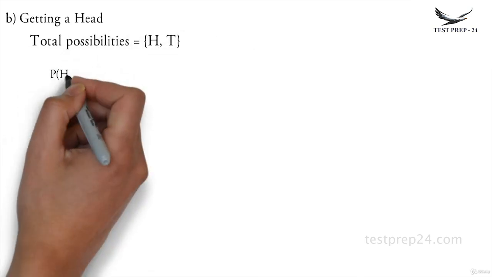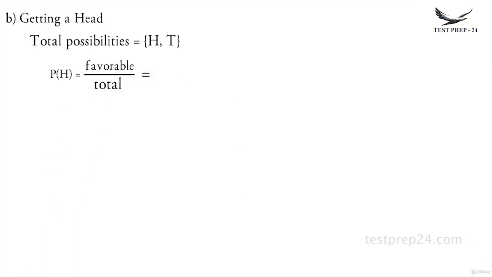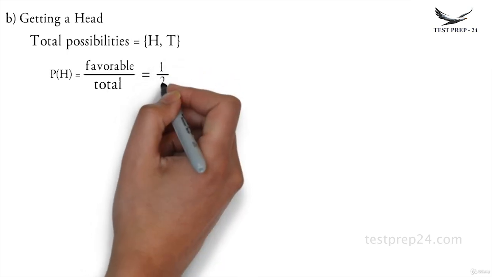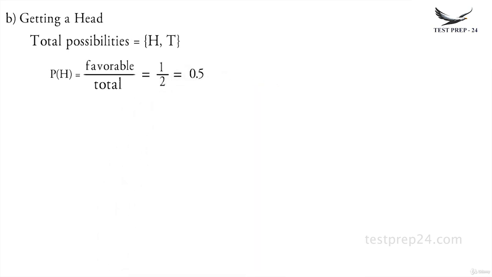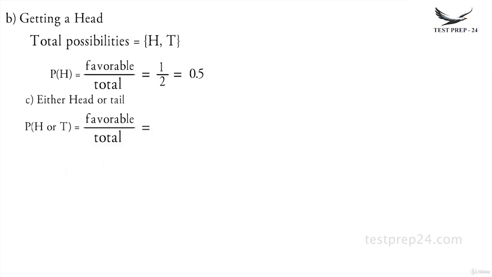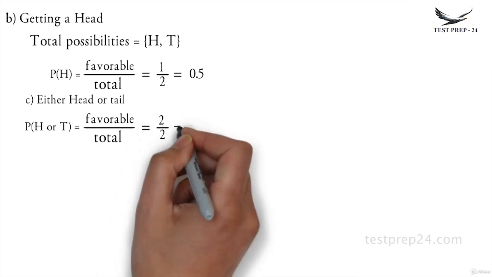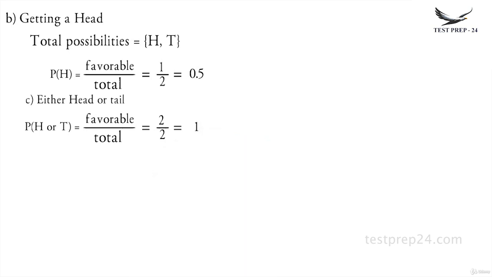And the probability of getting a head: if you toss a coin, the total possible outcomes are head and tail. So the probability of getting a head is favorable cases divided by total cases. Here the favorable case is head, 1 out of 2, divided by the total number of cases, 2, which equals 0.5. And either a head or a tail: even if you get a head it is a favorable case, or even if you get a tail it is a favorable case. So the total favorable cases are 2, divided by total cases 2, so 2 by 2, which equals 1. Next question.